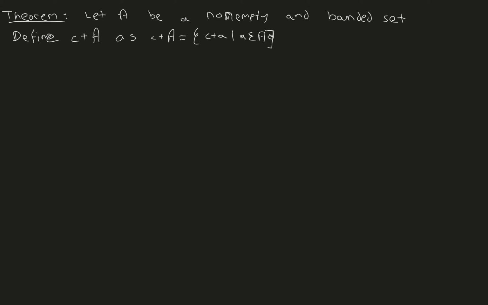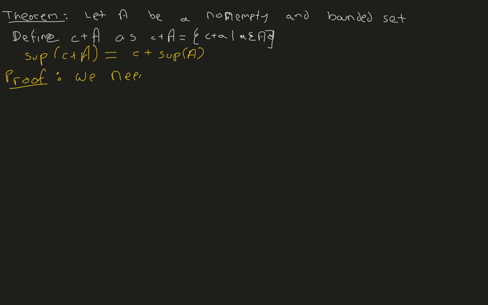The set C plus A is all the elements in A, and add C to all the elements in A. So we have to show that the supremum of C plus A is the same thing as adding C to the supremum of set A. So let's see if it is the same. This looks pretty much like a similar proof to the one we did before. So let's follow the same template.